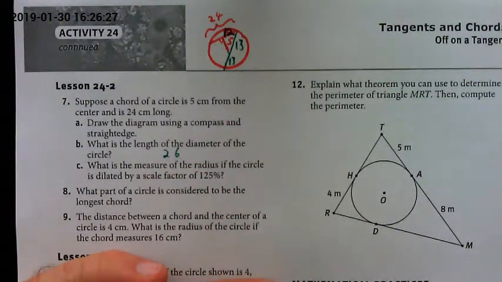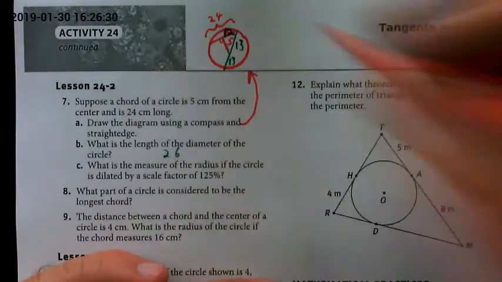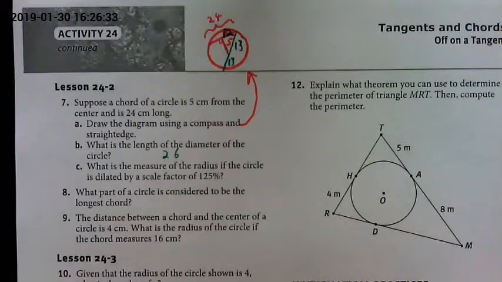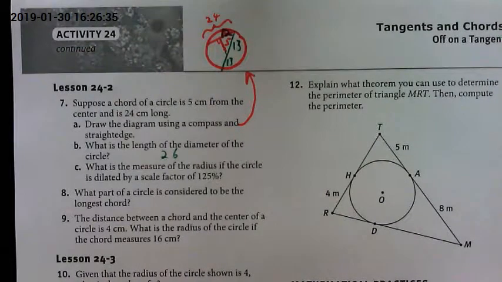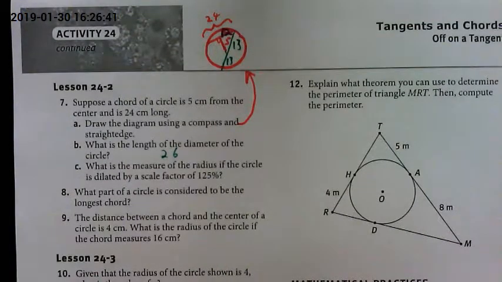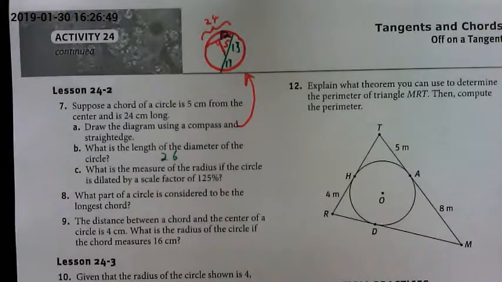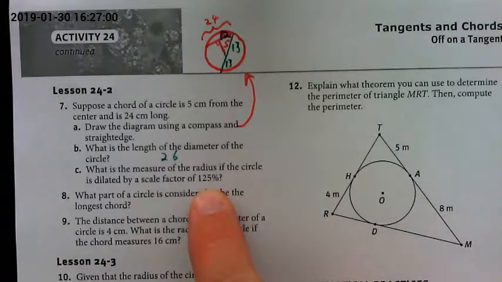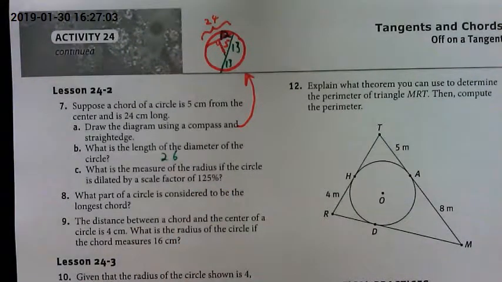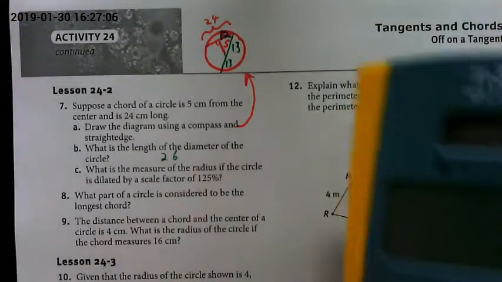What about C? All right. So that was our drawing right there. Now, C says, what is the measure of the radius if the circle is dilated by a scale factor of 125%? We did scale factors a while back. How do you find a value if you're given a scale factor? You times it. You're multiplying by 125%. Isn't that 1.25? Yes, 1.25 would be 125%.